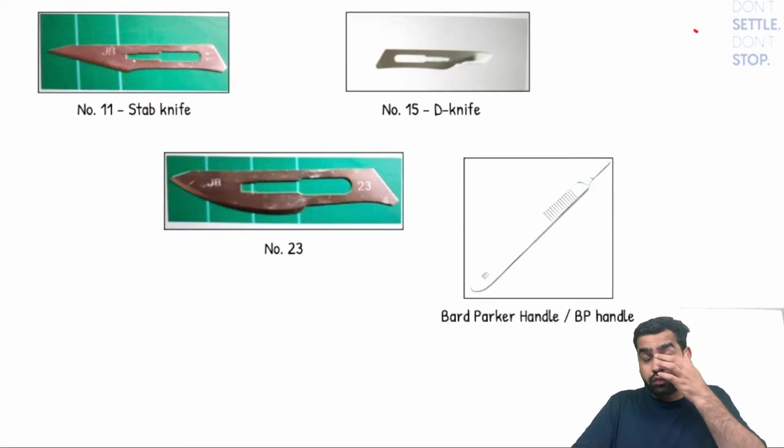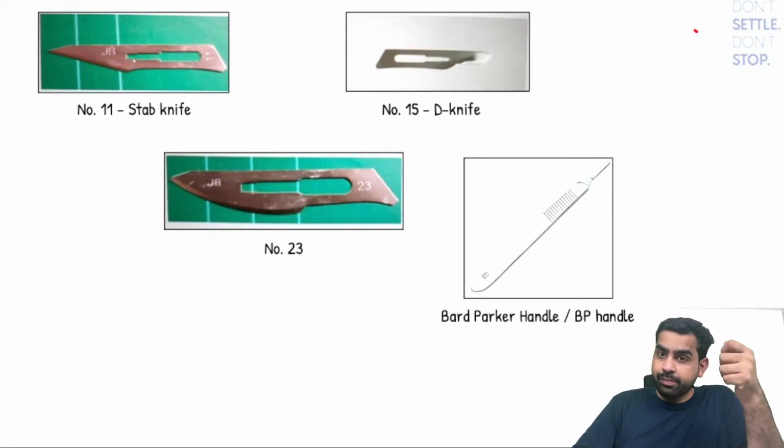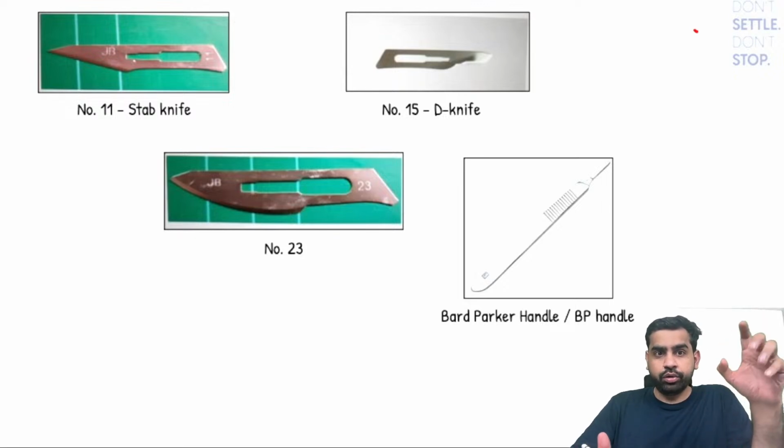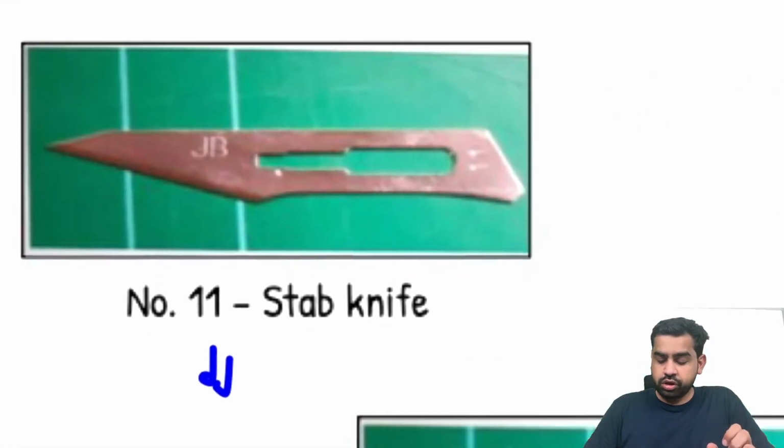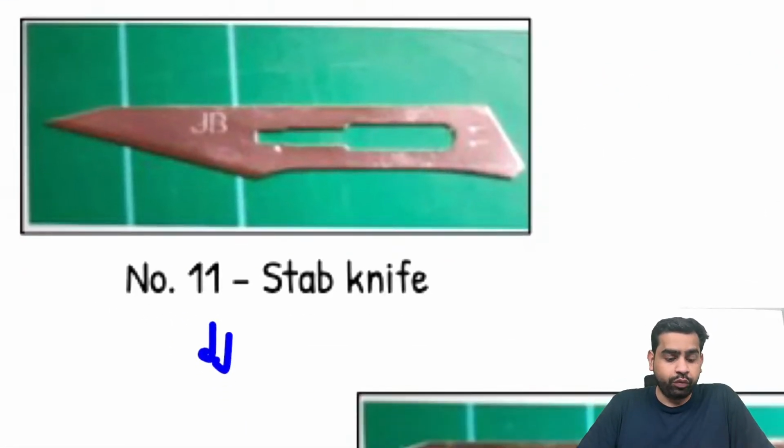In general surgery, one of the very important things is the scalpel blades and the handle for that. So what is this? This is a number 11 knife, which is a stab knife. Just look at this. Now quickly, can anybody tell me where exactly we use this?